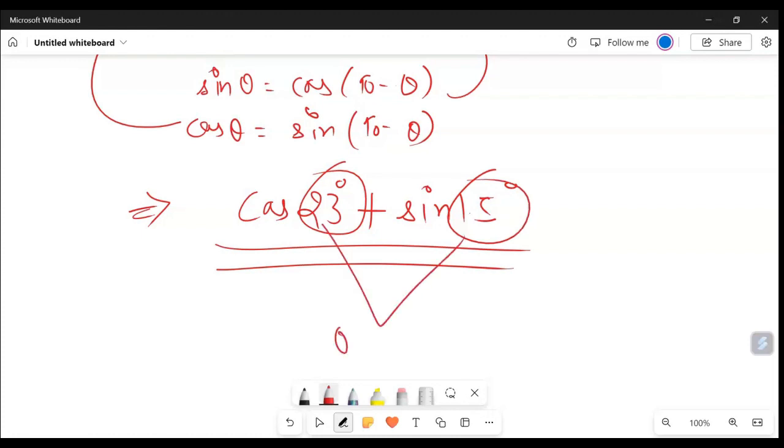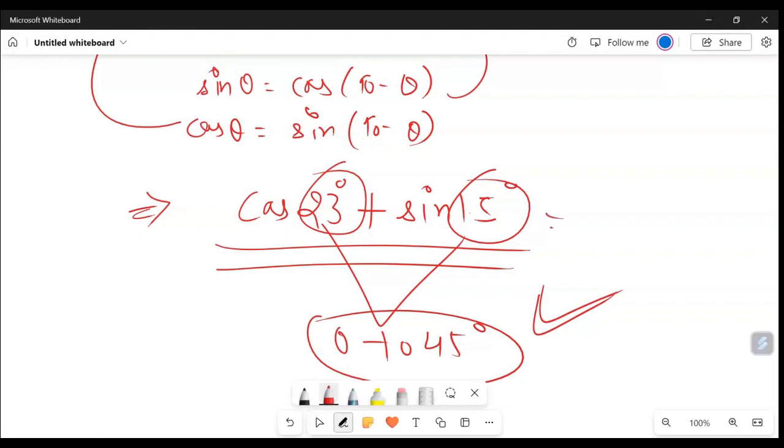These numbers belong to between 0 and 45 degrees. So the question is changed a little bit, but the values are not changed. Cos 23 degrees plus sine 15 degrees is always equal to sine 67 degrees plus cos 75 degrees. It doesn't mean the values are changed. We have just expressed it in some other functions with some other angles. So you can get it, hence proved.